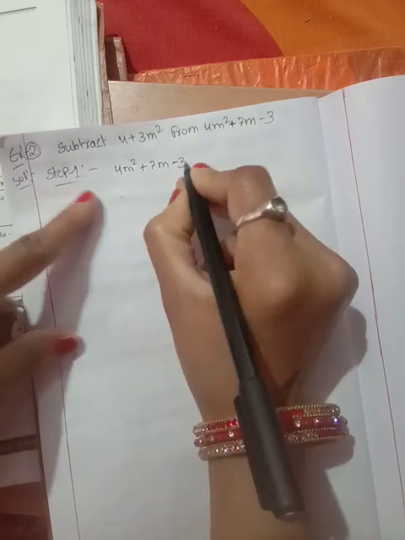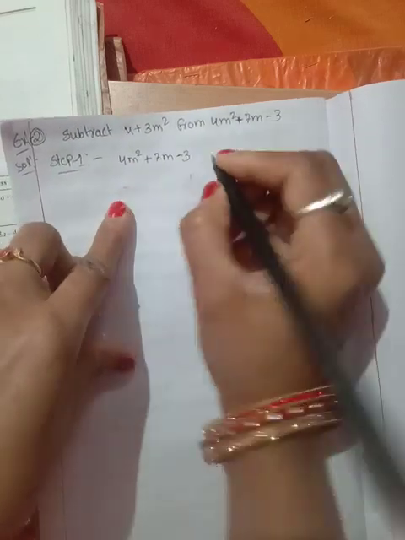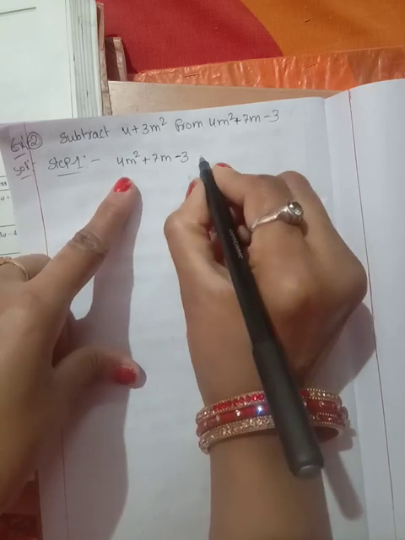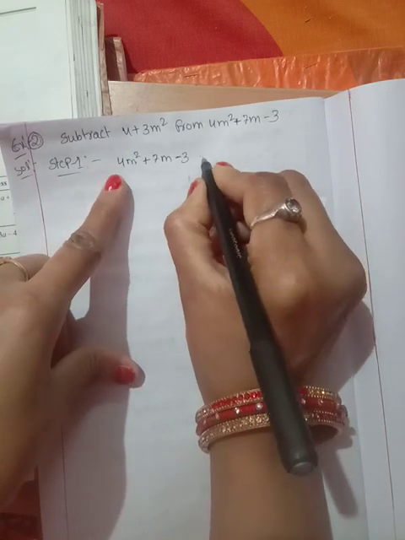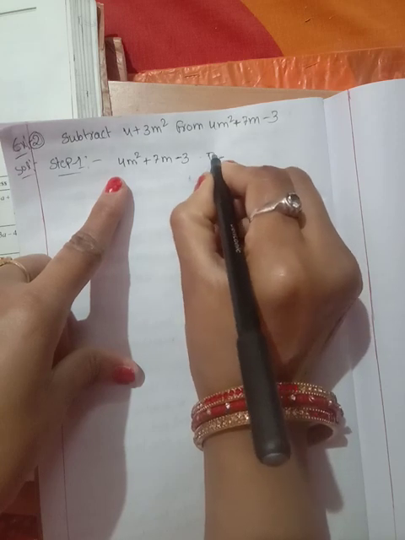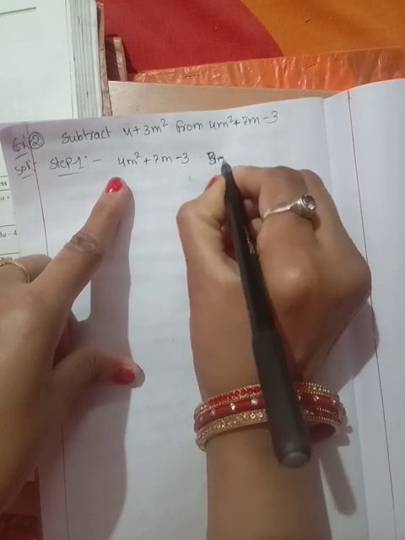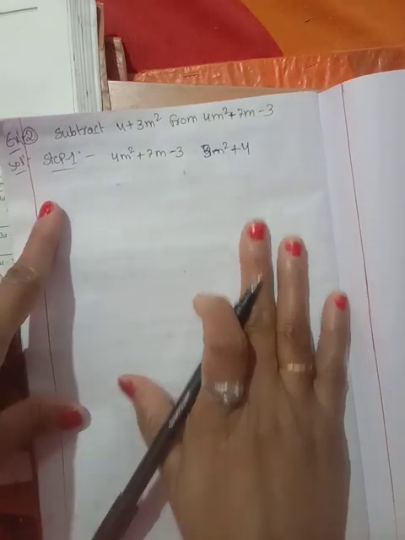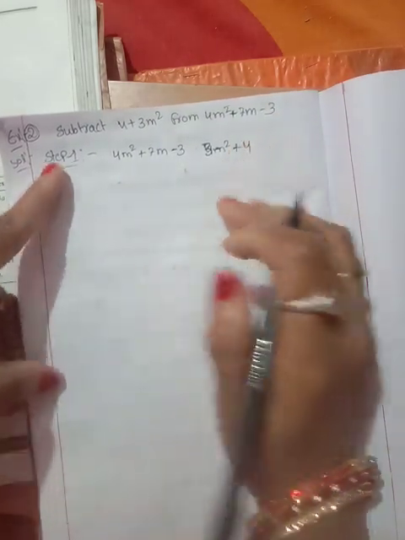This is already in standard form, because it is in descending order. And the other one is 4 plus 3m square, which in standard form is 3m square plus 4. You can understand, this is the standard form.